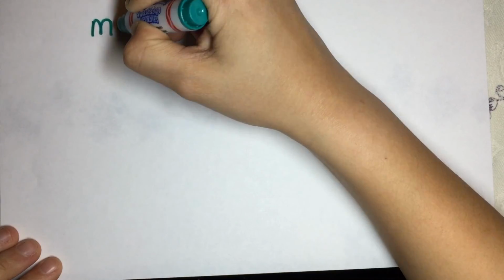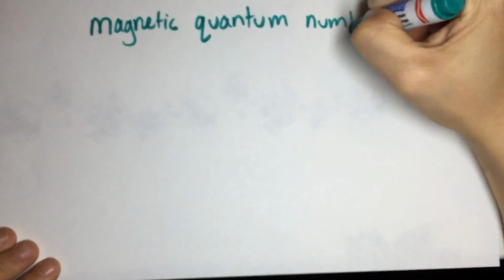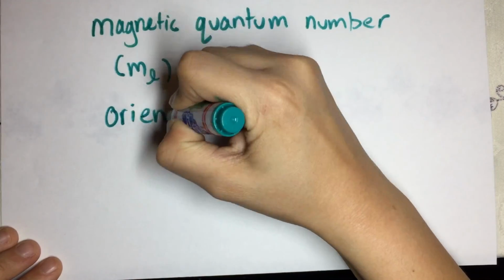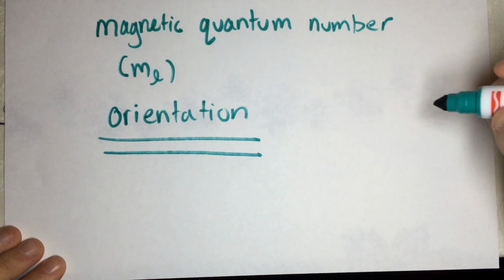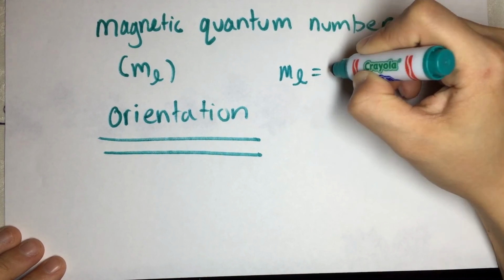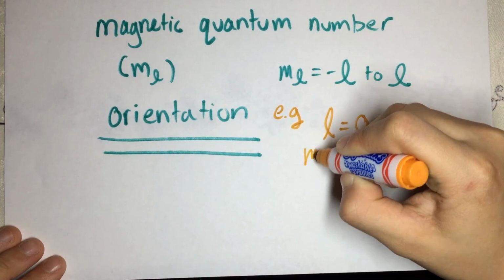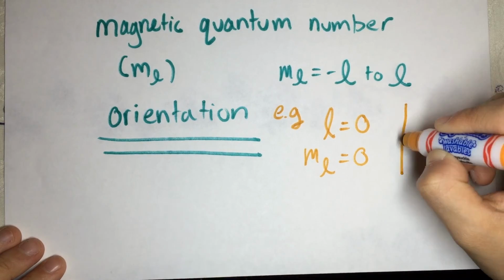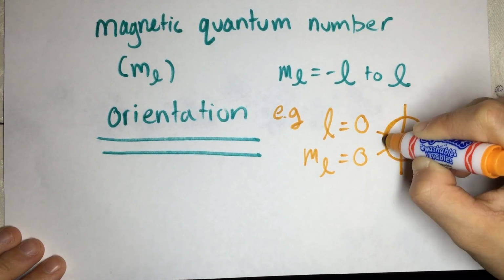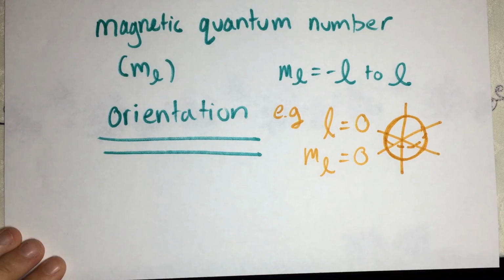Now we'll move on to the third quantum number, ml, otherwise known as the magnetic quantum number. This number tells us about the orientation of an orbital around a nucleus. Values for ml range from negative L to positive L. Confused? Don't worry, we'll go through some examples. So when L equals 0, you have only one possible value for ml. This means that there's only one way to orient an s orbital.